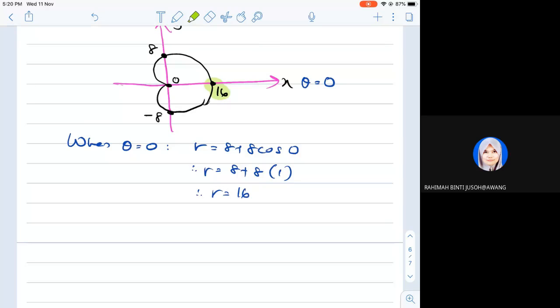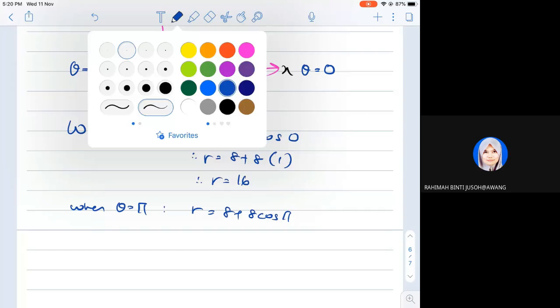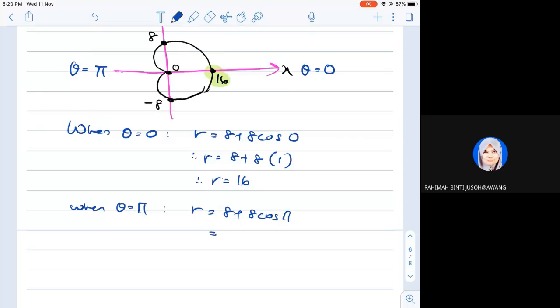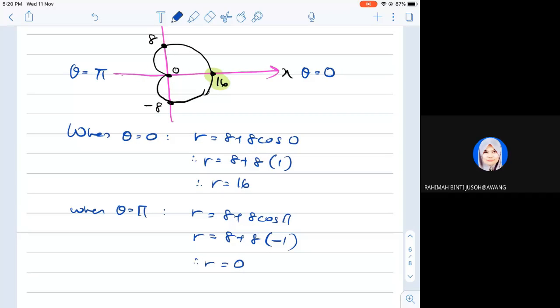Okay, and now I want to show you why do we get 0 here. Okay, on the left hand side, angle is equals to pi, isn't it? So when theta equals to pi, R equals to 8 plus 8 cos pi. So if you use your calculator, cos pi is equals to what? 8 plus 8 cos pi, cos pi is -1, isn't it? Kalau you pakai calculator, you dapat -1 kan? Therefore, your R is 8 minus 8 becomes 0. Yes, so that's why dia masuk ke dalam, dia jadi 0 here.